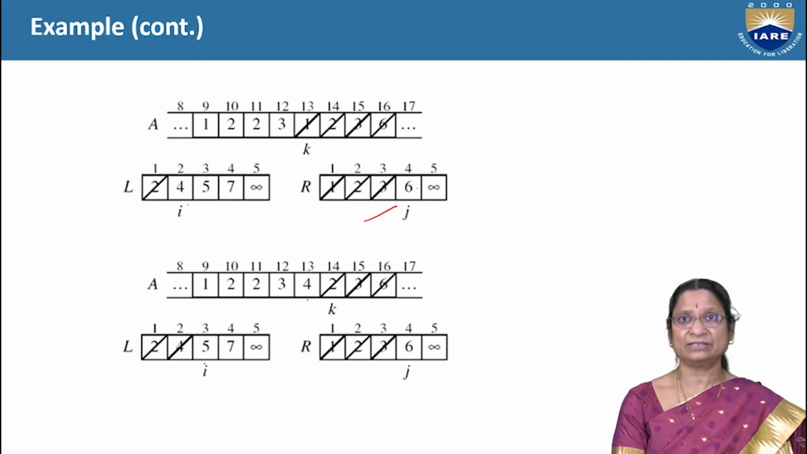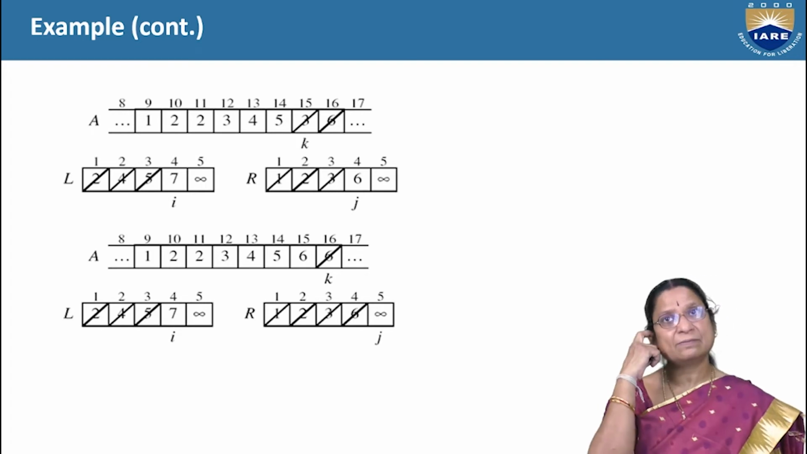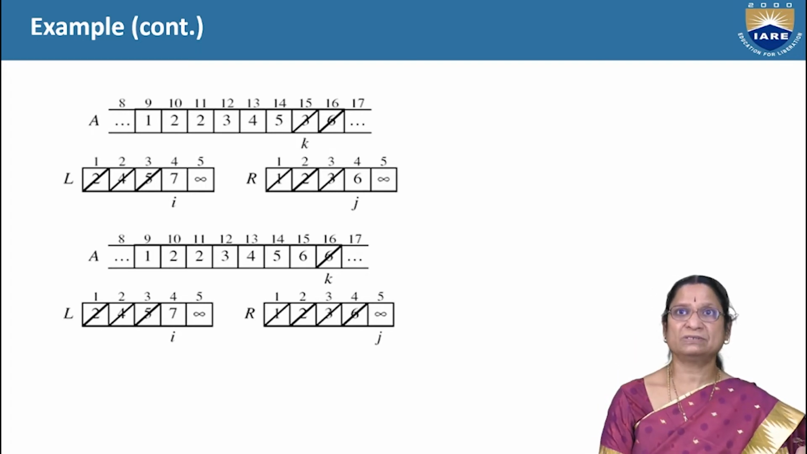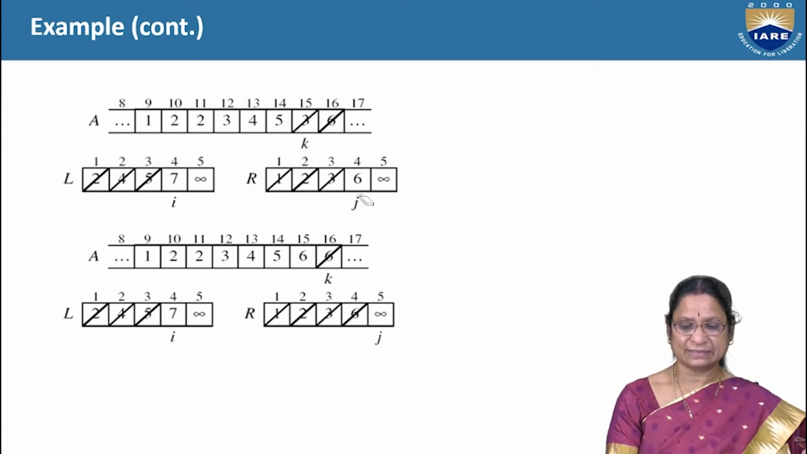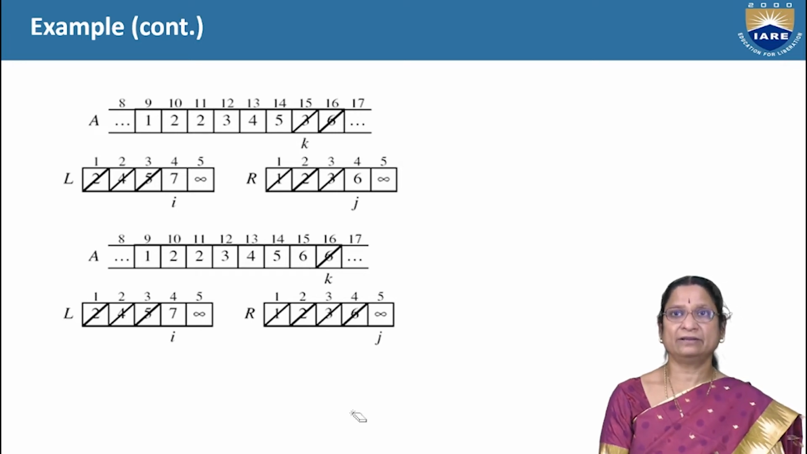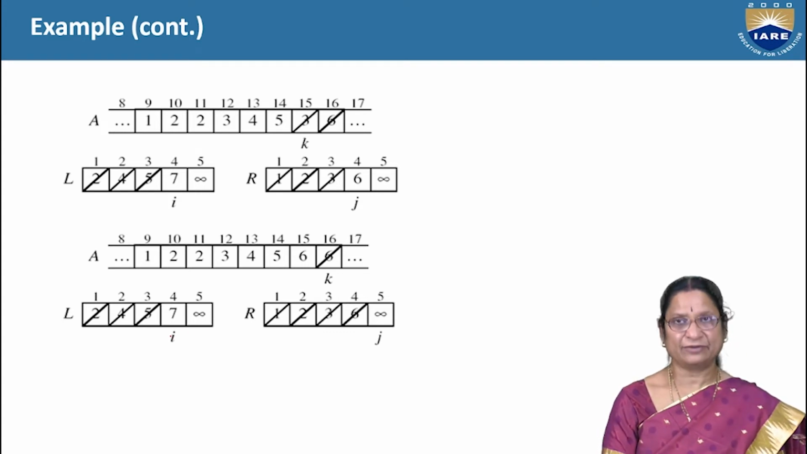What elements are left over in the left sublist? 5, 7. Here 6. Now we compare the ith value 5 and the jth value 6. 5 is the lesser value, so 5 is going to be written into my original sublist, or the temporary sublist. What are the leftovers here? 7 and 6. 6 is lesser. 6 is going to be written into our original sublist, rewriting the original sublist, and 7 is left over.